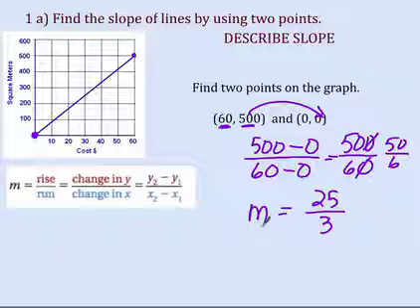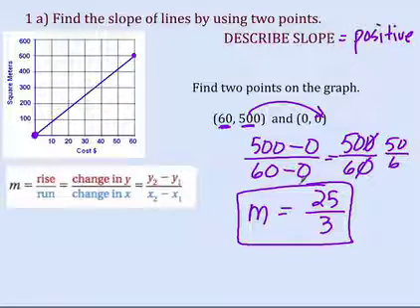So describe the slope, positive slope. It has a positive slope. That's what I mean by describing, positive slope. And here is the slope. Notice that nothing else goes into 25 and 3 evenly. So 25 over 3 is the slope. Rise over run, 25 over 3. 25 going up, 3 going to the right.